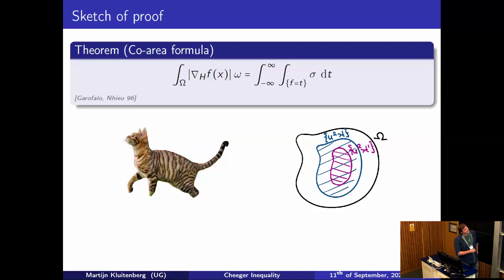Okay, so we have this formula. Excuse me, can you remind me what is sigma? Sigma is the measure on the surface. So it's the measure on the level set. On the level sets, yes. The usual one. It's the contraction of the horizontal normal with the chosen volume form. Yes.